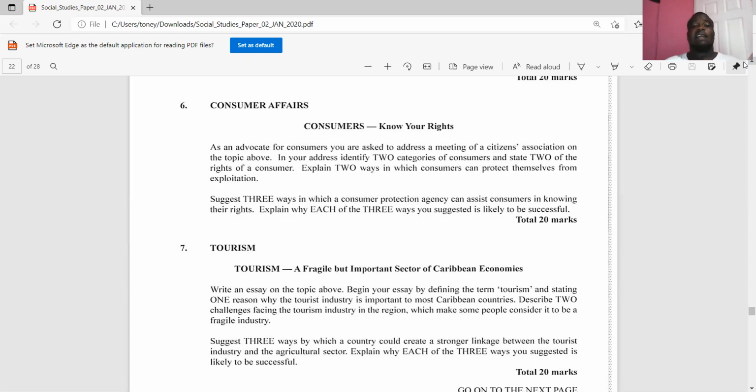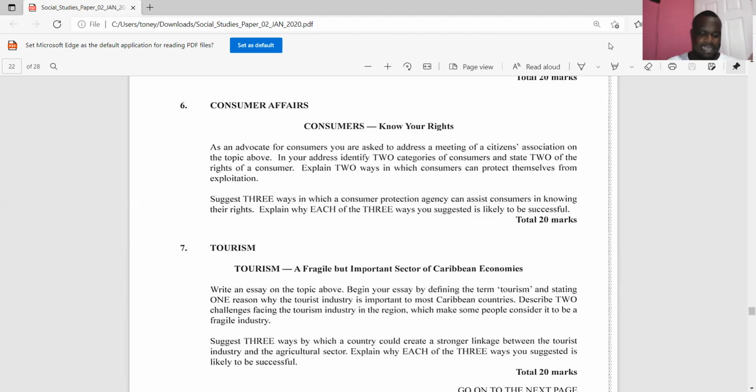Good. So it also says explain 2 ways in which consumers can protect themselves from exploitation. Think of yourself as being a consumer. What do you think you can do to protect yourself from exploitation? I want you to think about that and then come up with an answer. All right, good. That sounds good too. So those are practical things that you can do.